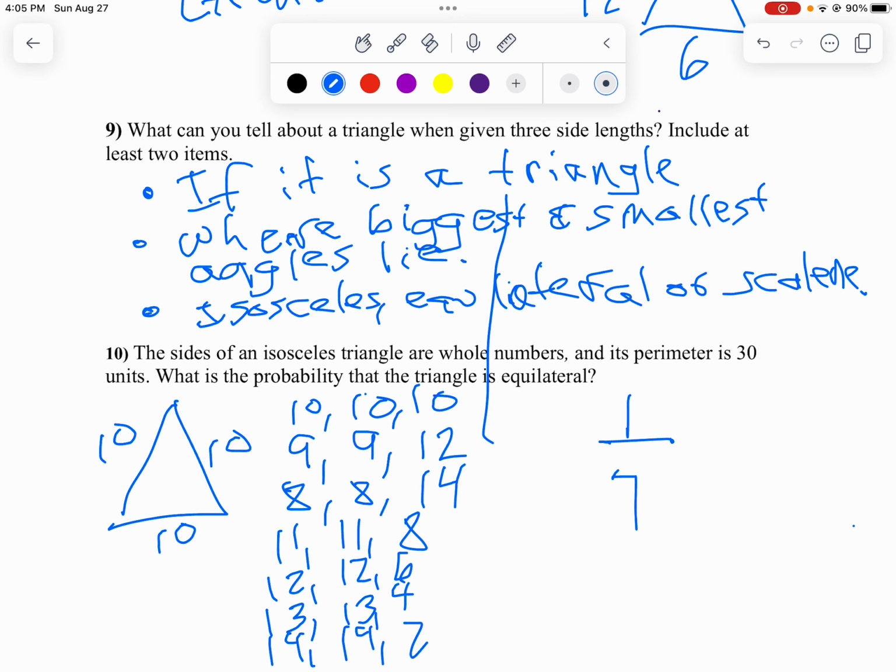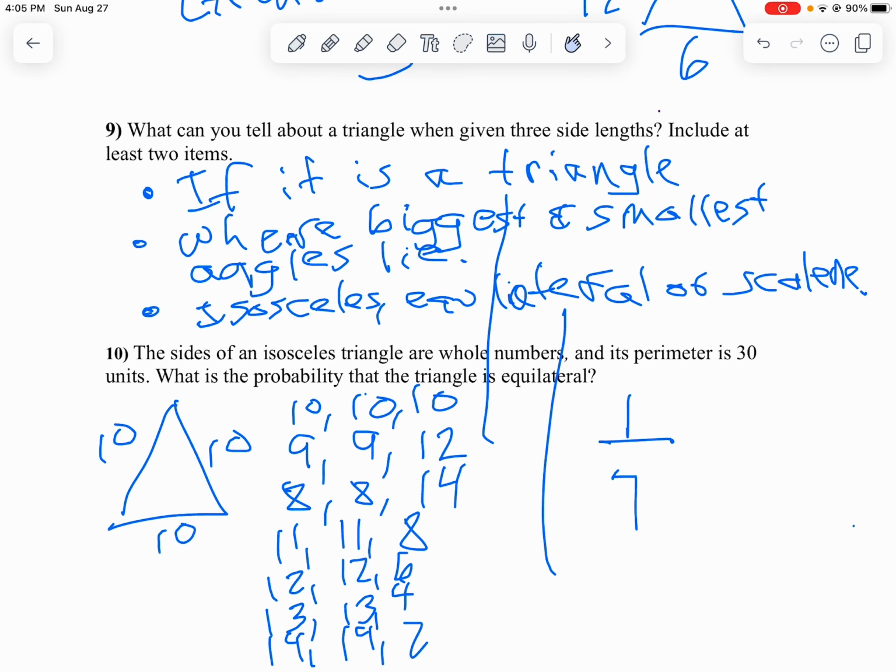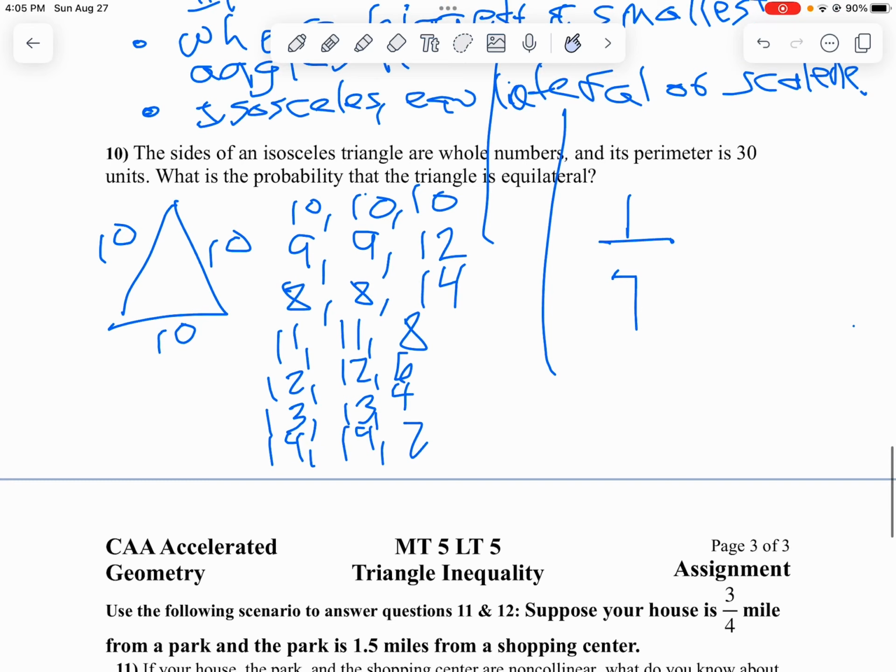Oh, didn't mean to do that. There we go. We'll do that in the next page.